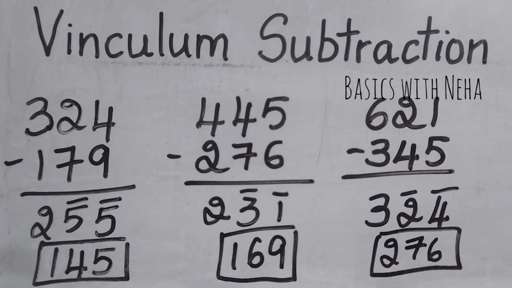This method is very useful for kids who are struggling to do the subtraction or to learn subtraction. If you teach this method, it will be very easy for them. But the condition is they should know how to vinculate and de-vinculate a number. That process is a little tedious, so it is always suggested for kids above 8 years.